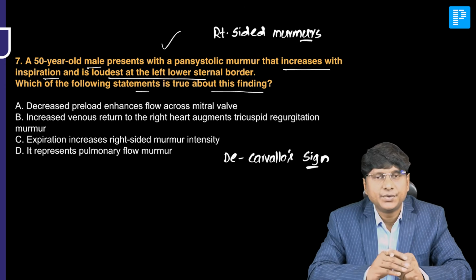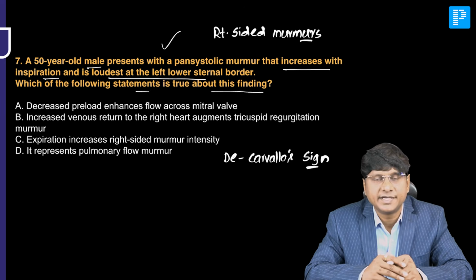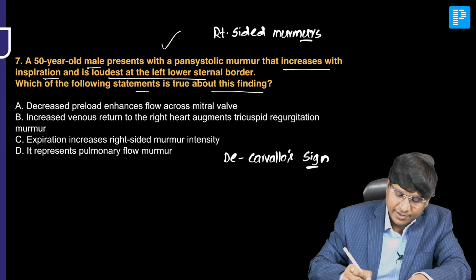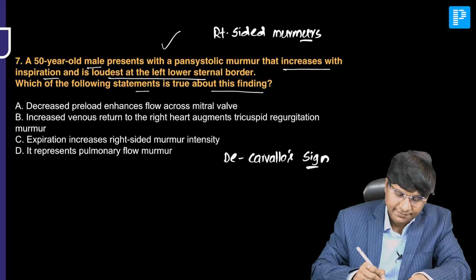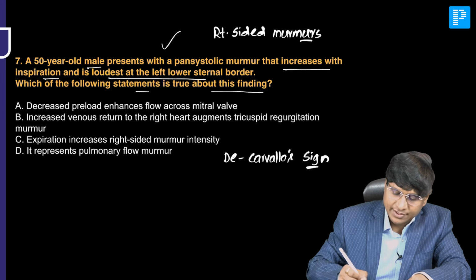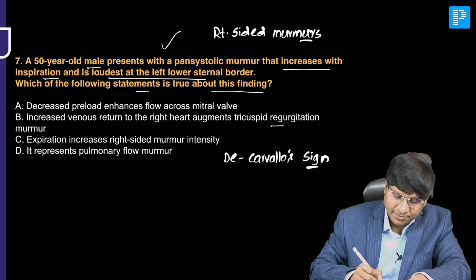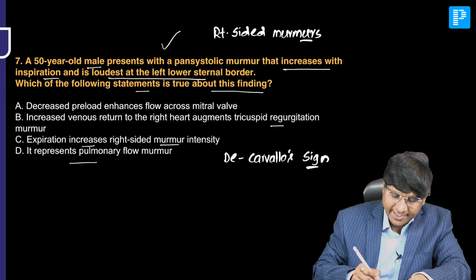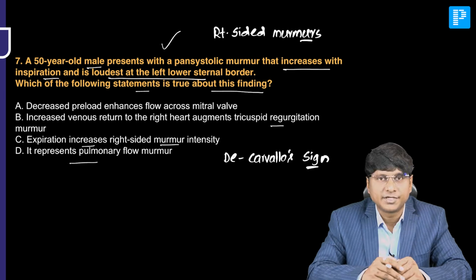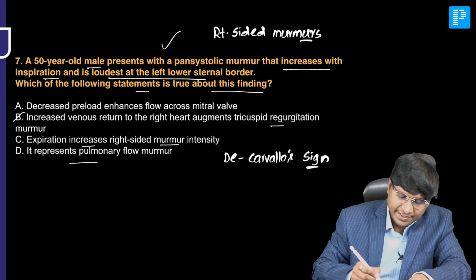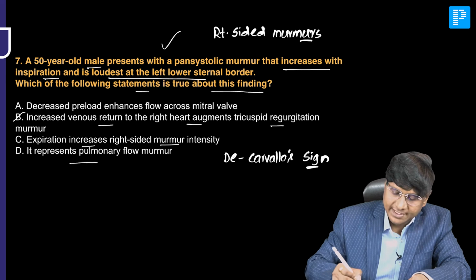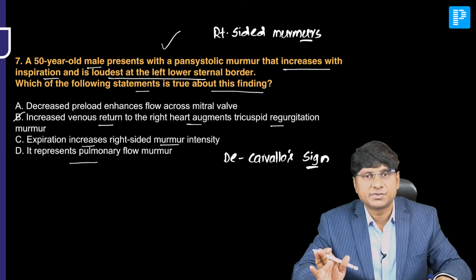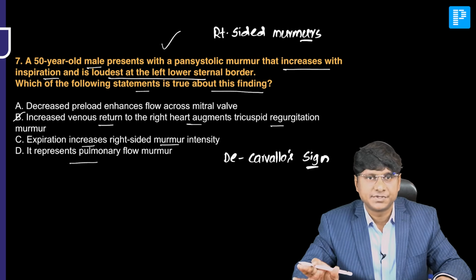So now you take the reason for the increase in the intensity of the murmur on inspiration. You take the options. Decreased preload enhances the flow across the mitral valve. Increased venous return to the right side of the heart augments the tricuspid regurgitation murmur. Expiration increases the right-sided murmur intensity, and it represents the pulmonary flow murmur. So what is the answer here? Increased venous return to the right heart augments the tricuspid regurgitant murmur. So the answer in this question is B, the second option, right?